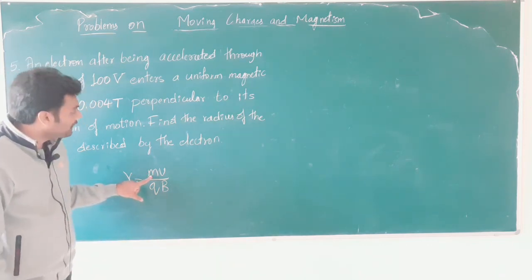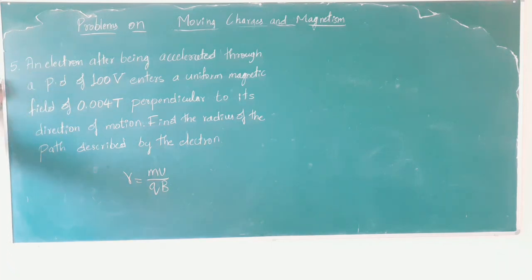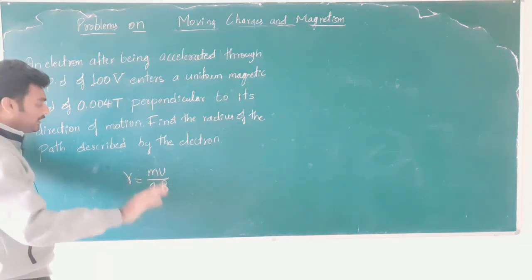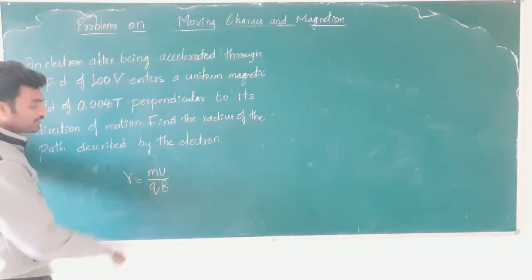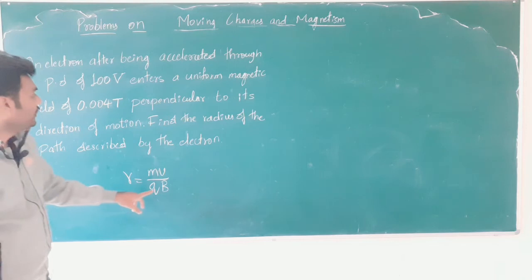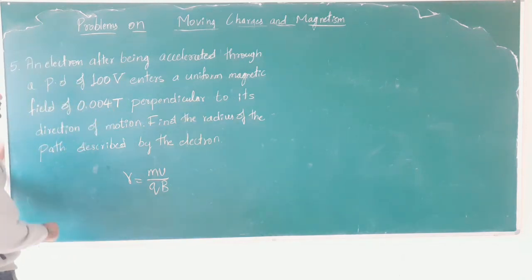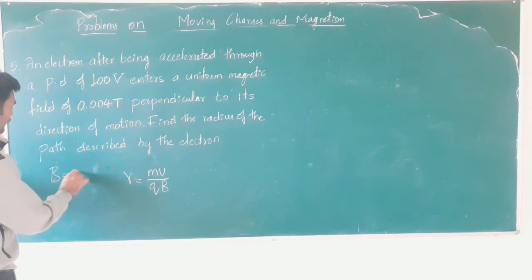Here, do we have m? What is the particle chosen? The particle chosen is an electron whose mass is known to us, 9.1 into 10 to the power of minus 31 kg. So fine. Do we have q? q is the charge of the electron. Do we have the value of that? Yes, we do. 1.6 into 10 to the power of minus 19 coulomb. Do we have the value of B? Yes, we do. 0.004 Tesla. Right?